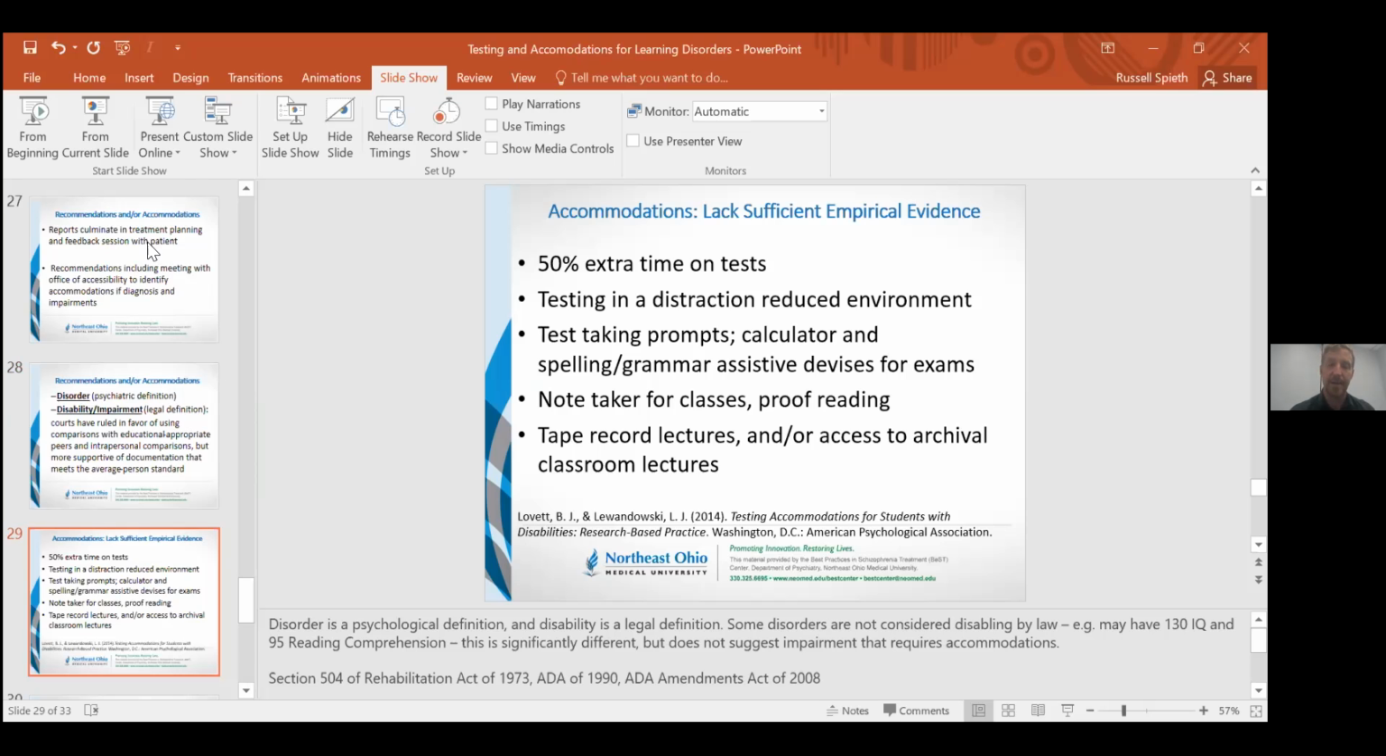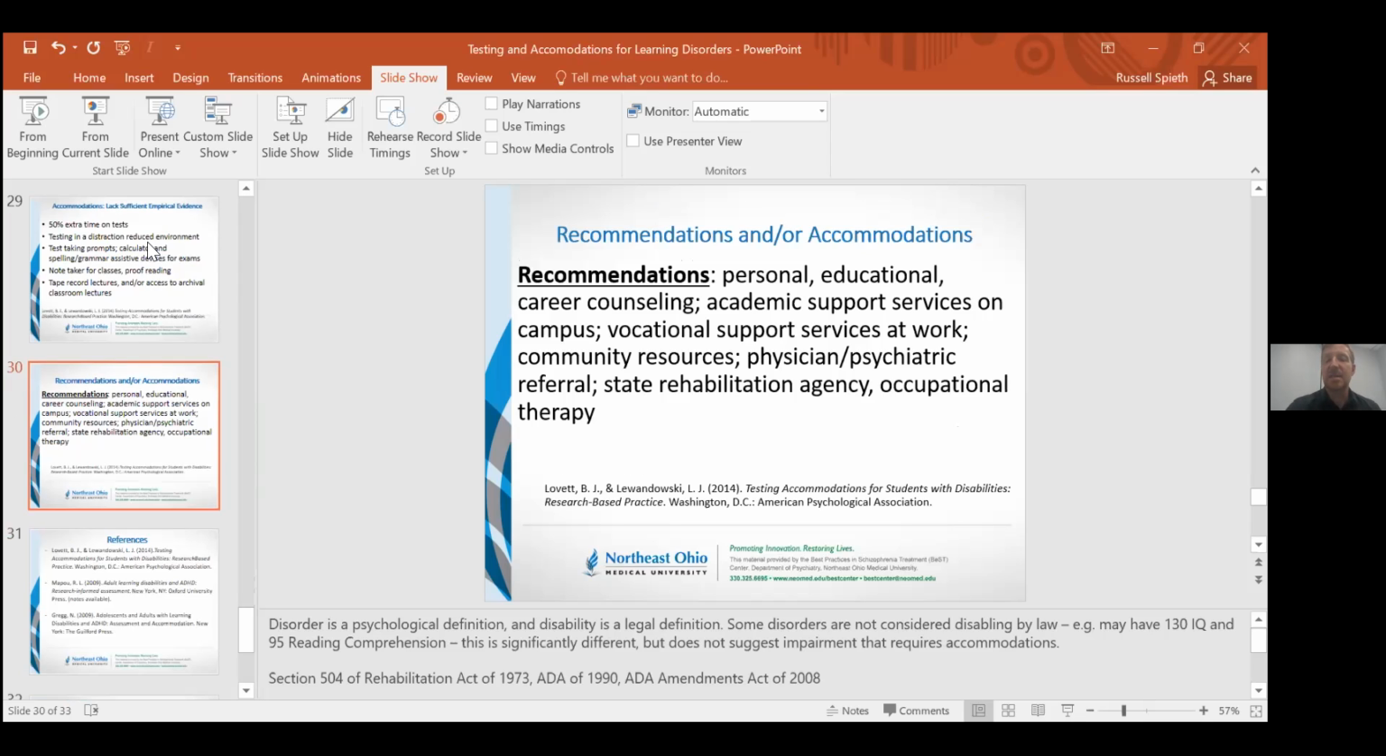Other recommendations can include personal educational career counseling. Like I mentioned, it's not uncommon that, because of having a learning disorder, people may also not have had as much experience with some of the other active reading strategies and some of the writing workshops that could be beneficial to them. So you want to try and get people not only accommodations, but also help with general tutoring, academic support services, vocational support at work, and other types of community resources.